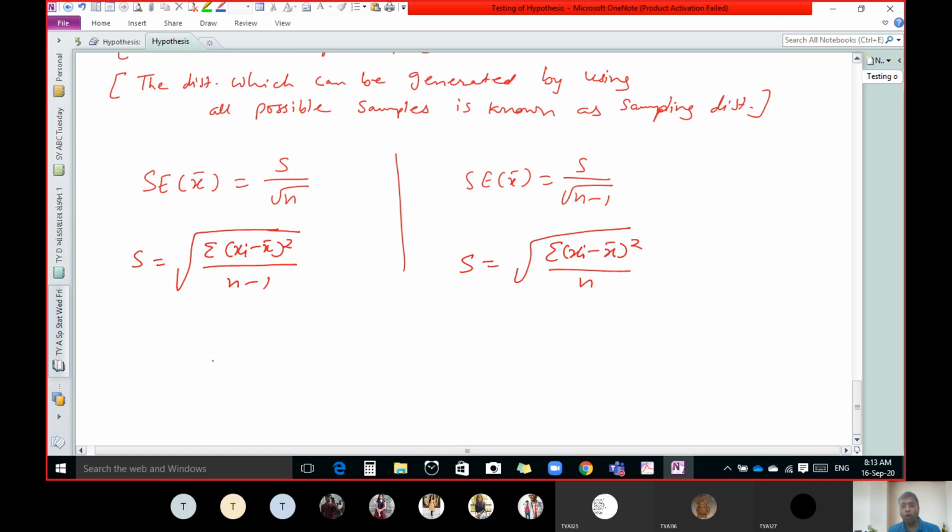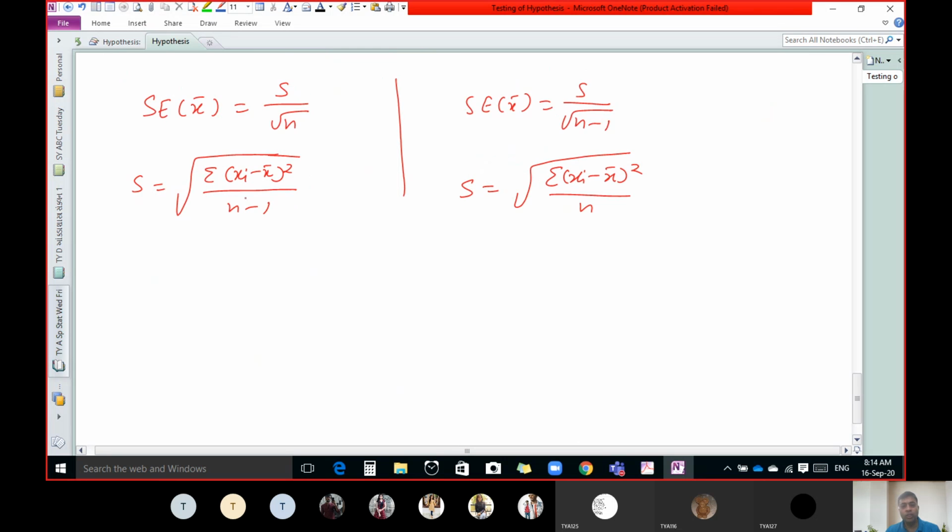So, both are valid formulas for S. Now the question is, this is standard deviation, this is also standard deviation. For a sample, S is the standard deviation of the sample. Now the question is, why are there two formulas of S?